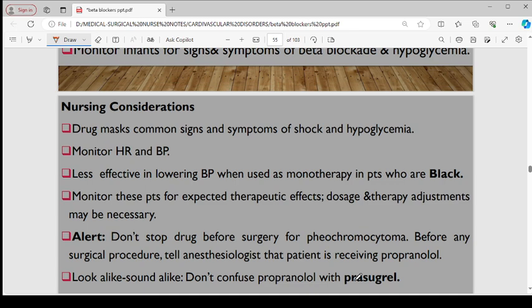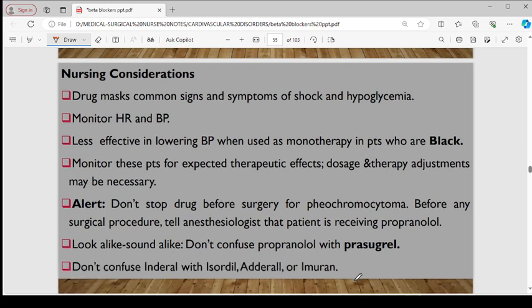It is less effective in lowering blood pressure when used as monotherapy in patients who are Black. So you have to watch and see that this is not the case here. You have to monitor these patients for expected therapeutic effects, with dosage and therapy adjustment where necessary. Remember, you don't need to stop this drug abruptly.